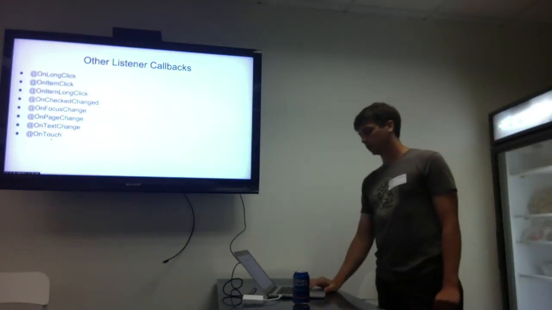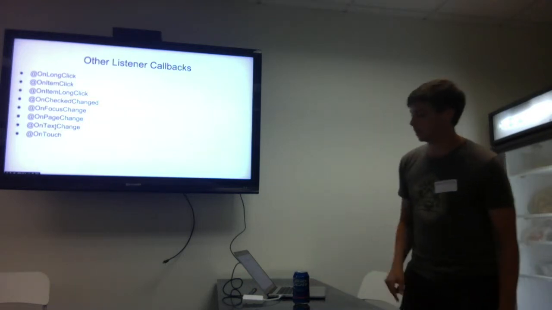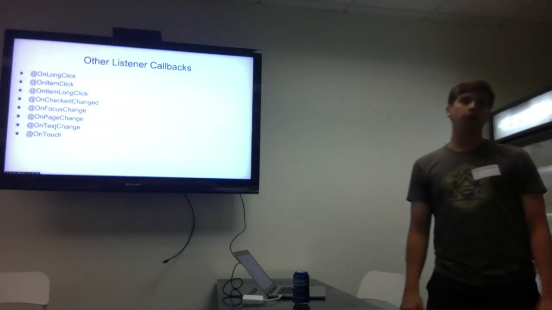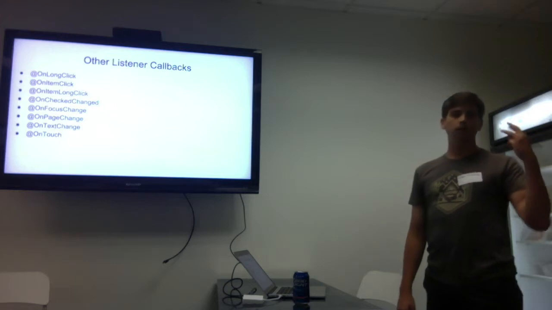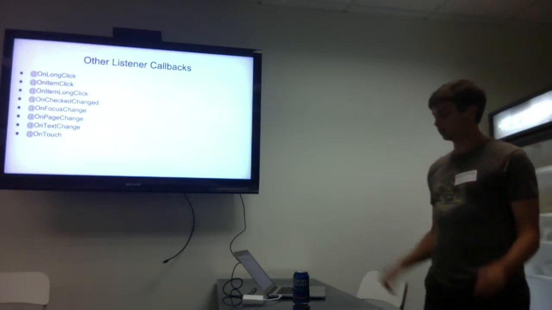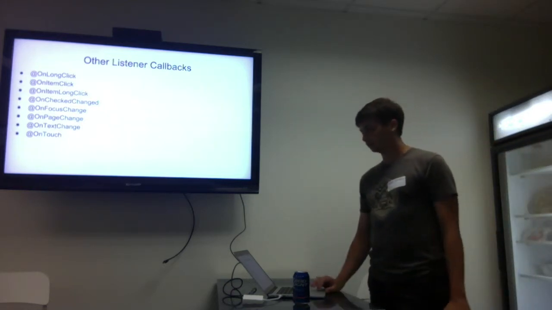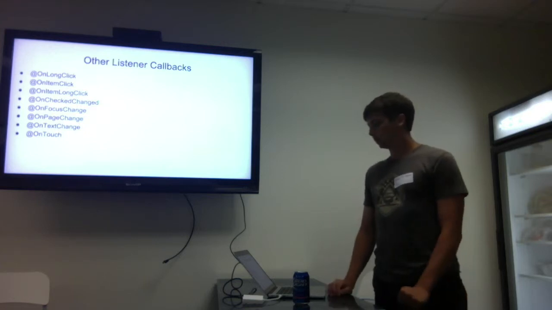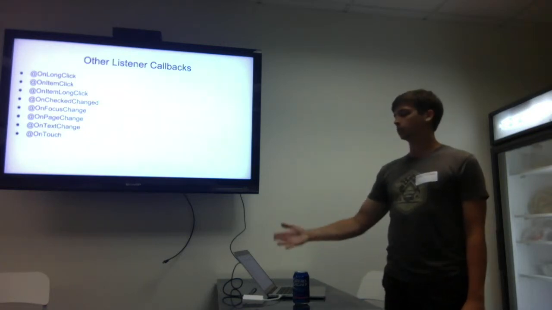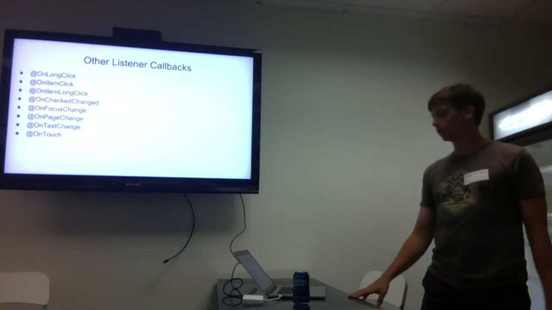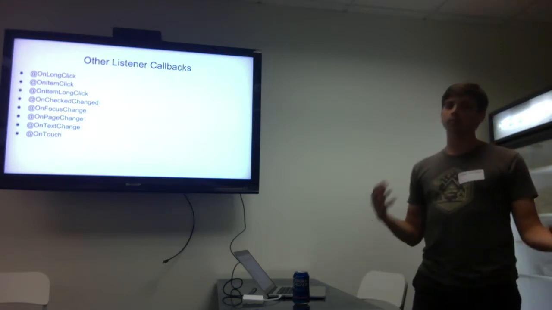One cool one's on text change. If you ever use a text watcher on a text view, that gets kind of annoying because you have to use three different methods with it, and this definitely helps condense it a little bit. But yeah, you just have to look at these individual examples and see the different things that they do with them. But they're all the same general logic.